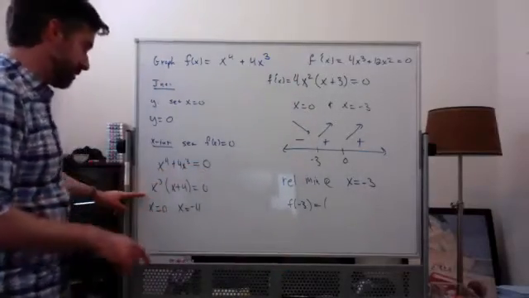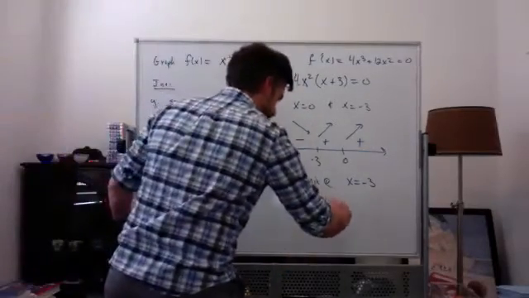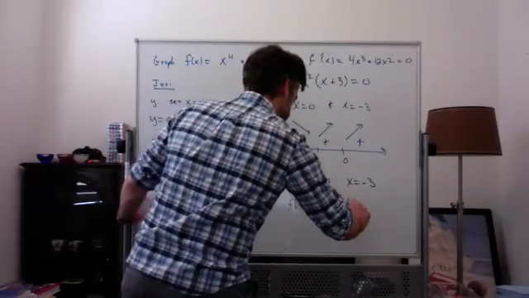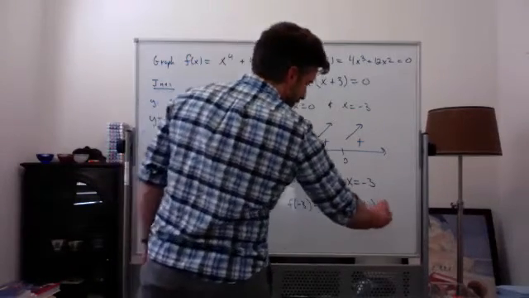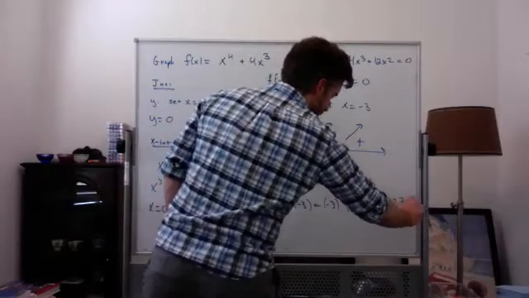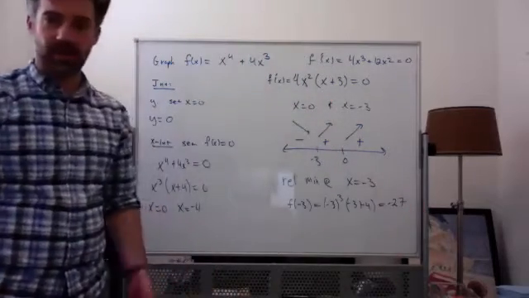Plugging in here is nicer, right? It's easier to do -3 cubed times -3 plus 4. That's going to be -27 times 1. That's less terrible to calculate, in my opinion.